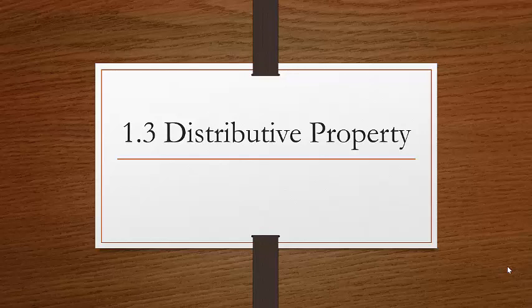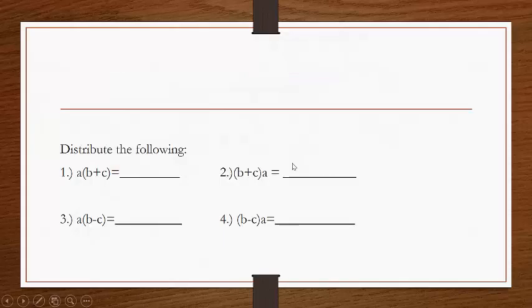Today's lesson, we are going to review distributive property. All right, distributive property is basically just saying multiplication. So when I write A and then parentheses B plus C, that means I want you to multiply A by everything that's in the parentheses.